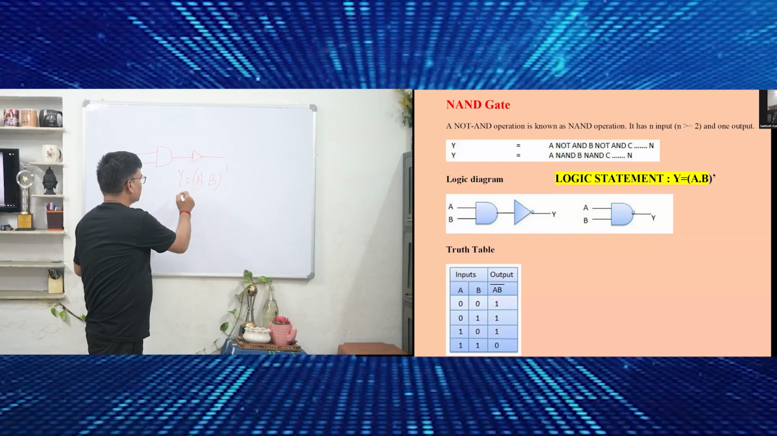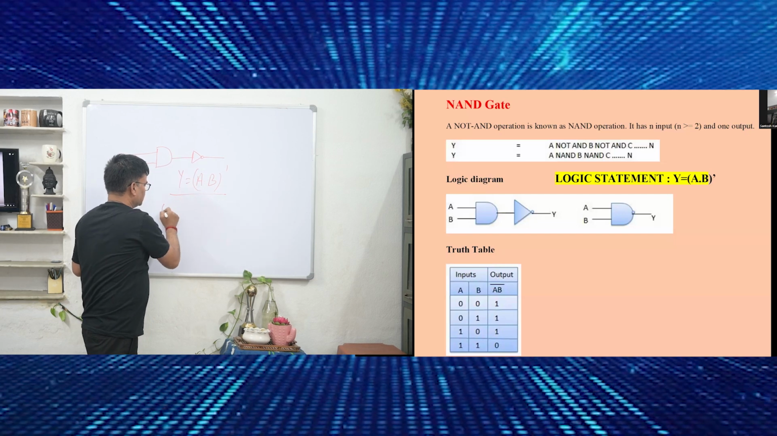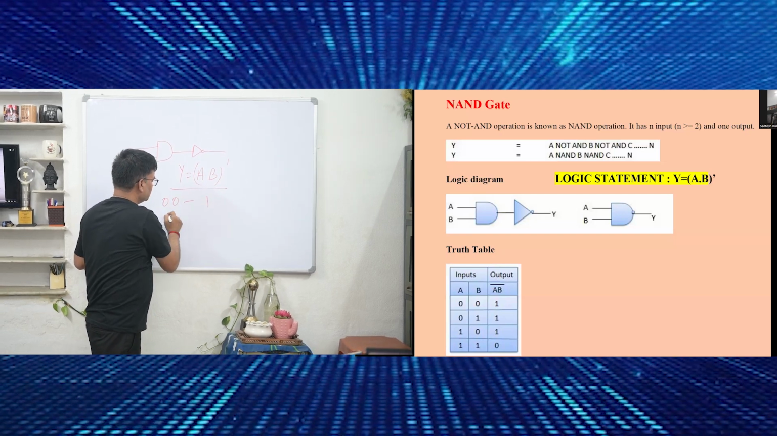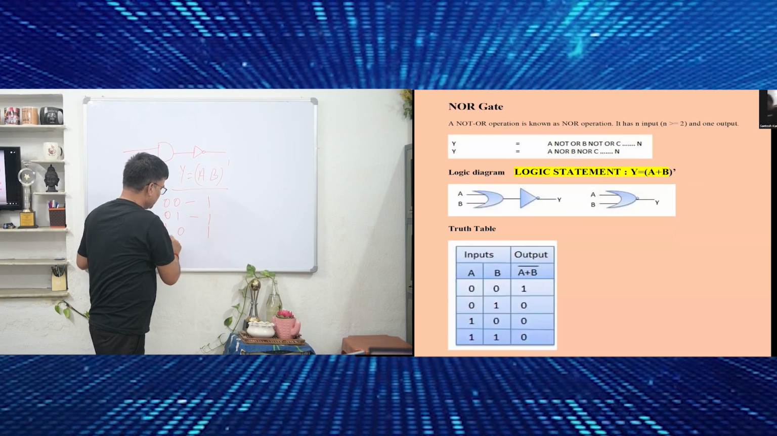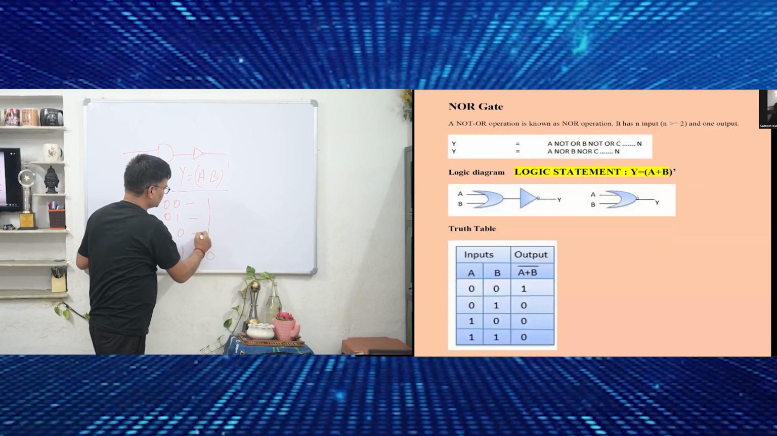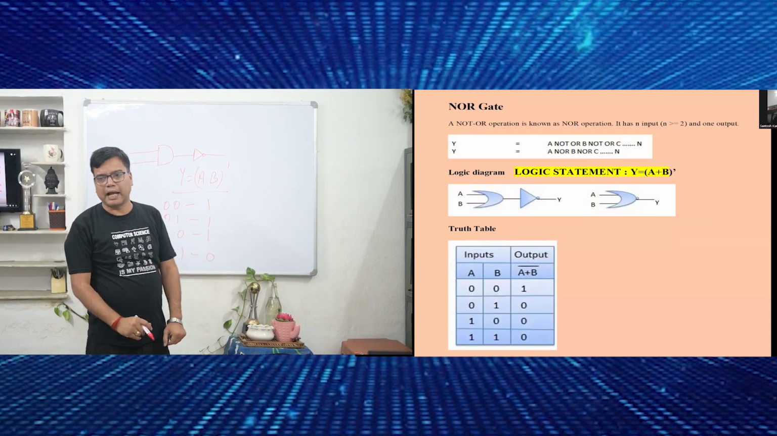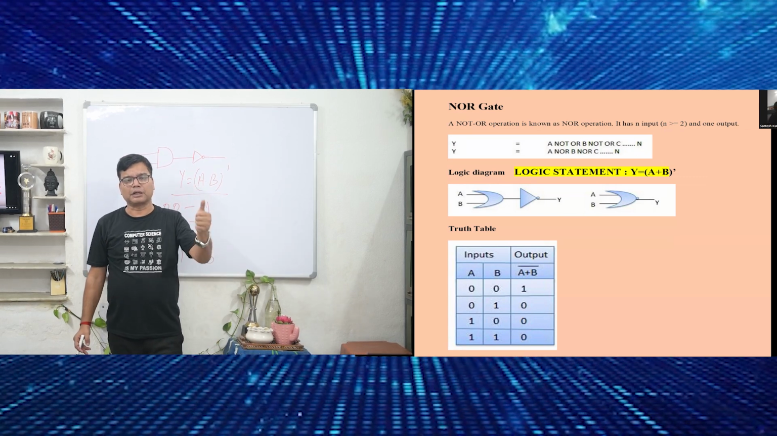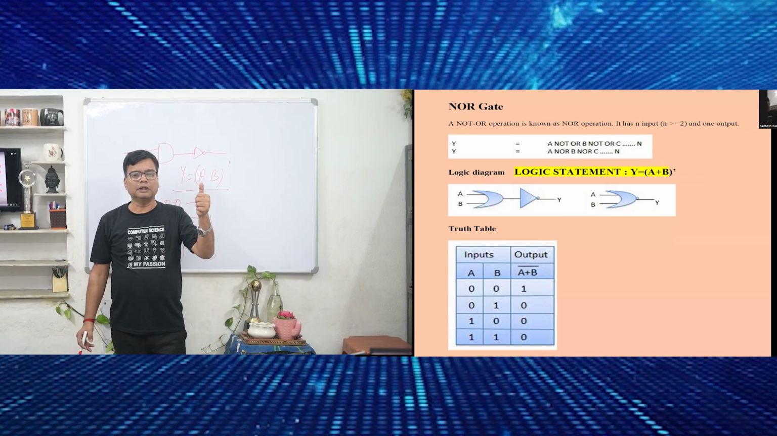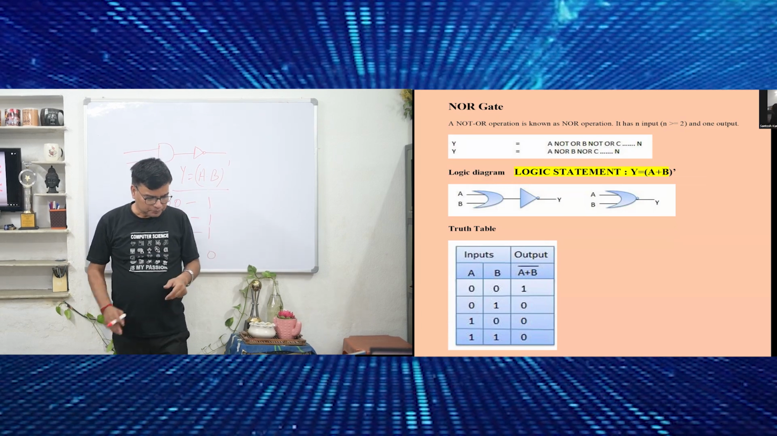So we can say that Y equal to (A dot B) bar. For 0 0, it will produce 1. For 0 1, it will produce 1. For 1 0, it will produce 1, and for 1 1, it will produce 0. So this is the NAND gate. I hope the NAND gate is clear to everyone. The NAND gate is used as a complement to the AND gate.